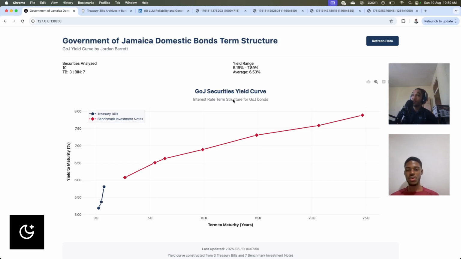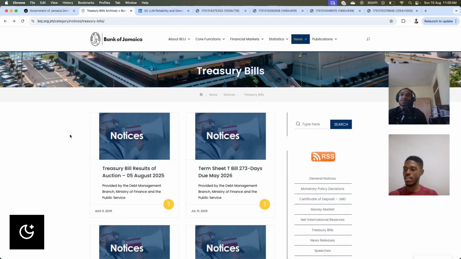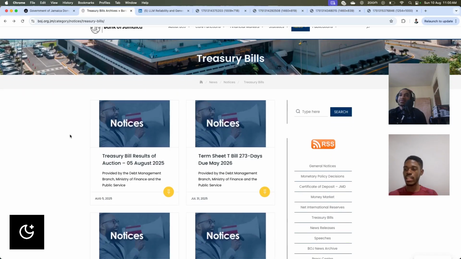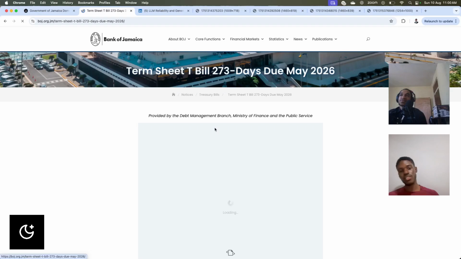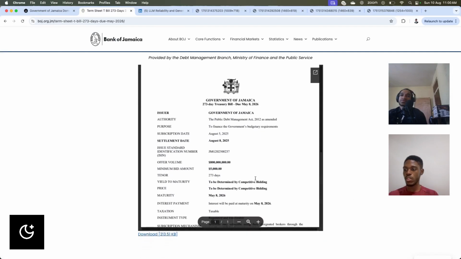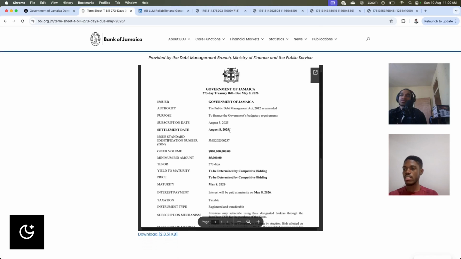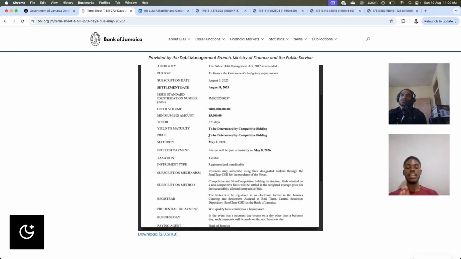I bought my first one a couple months ago, but the process is really archaic. Take us through the bond buying process. You have to monitor the BOJ notices. Every first week of the month or last week of the month they will announce that they're going to be listing this bond. The Bank of Jamaica sells the bonds for the government of Jamaica. You look at the bond, when the date is that it's supposed to be available, and then you need to send an email.